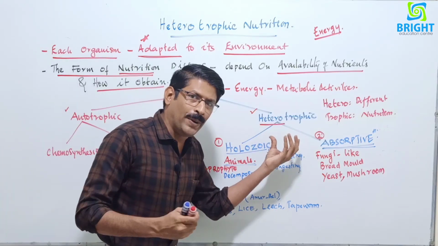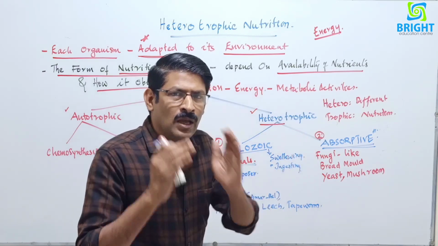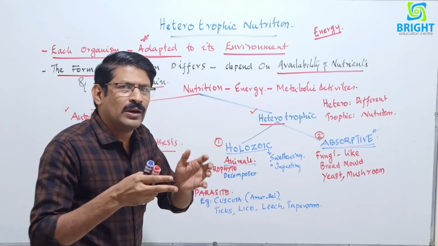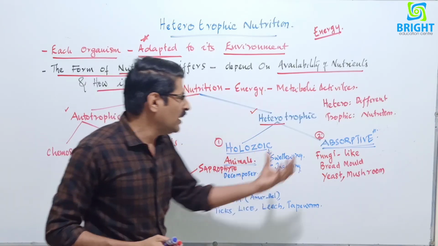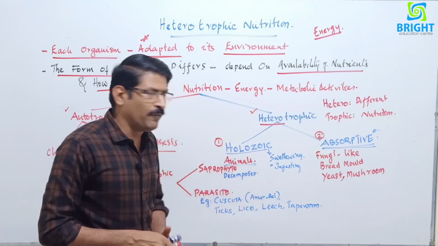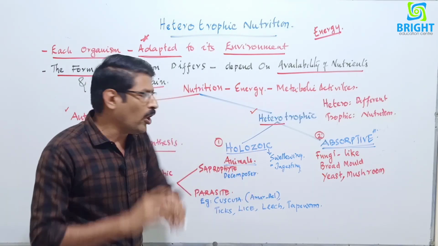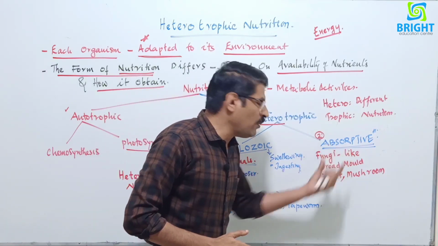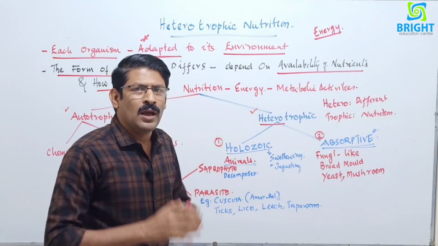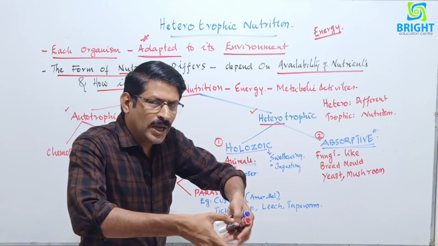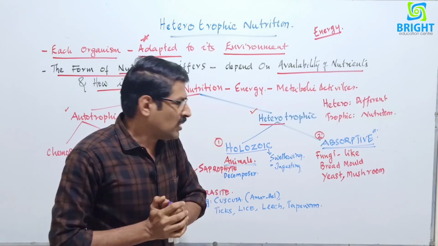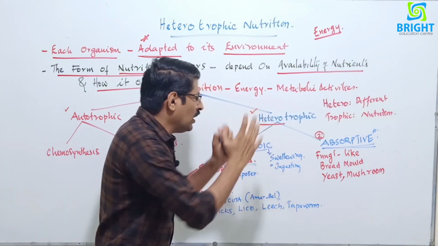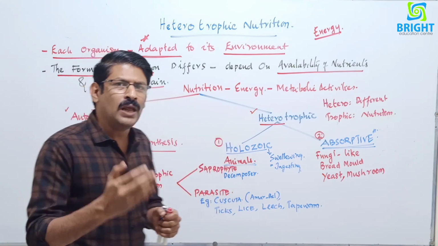So heterotrophs depend on another organism because they cannot synthesize their own organic material using inorganic compounds, and heterotrophic organisms can be divided into two types: holozoic mode of nutrition and absorptive mode of nutrition. The holozoic mode is food ingesting, food swallowing, and all animals belong to it. In the absorptive mode, they release enzymes outside the body, so digestion takes place outside the body and nutrients are absorbed by the organism, and the examples are all fungi including yeast, bread mold, mushroom, etc. So this is the basic type of classification of heterotrophic organisms.